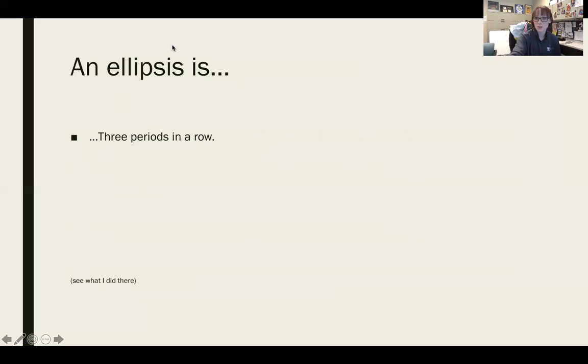And this gives you also an illustration of how you would use an ellipsis in a case where it's in the beginning of a sentence or a quote, because here the full sentence is, an ellipsis is 3 periods in a row. I am putting 3 periods in a row, but I'm putting these 3 dots here to tell you that something came before it. Here we know what that is because it's right up here, and it's an ellipsis is.